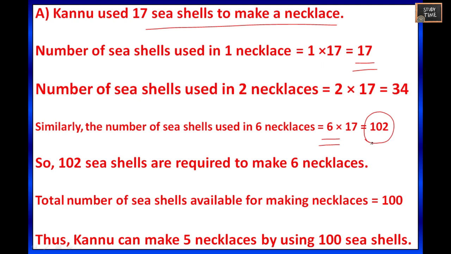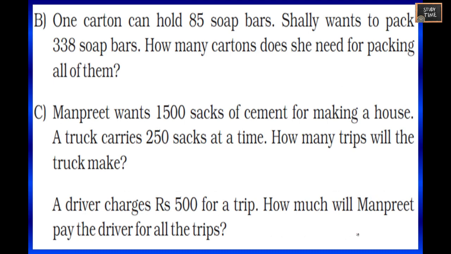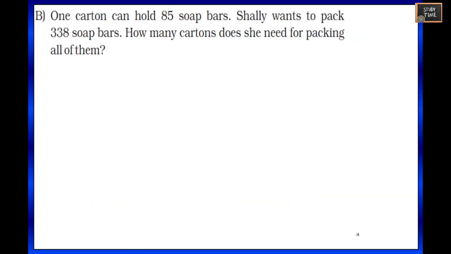So, if he makes 5 necklaces, 17 into 5, the answer will be 585. So, he will be left with 15 seashells. So, that is the answer. Kannu can make 5 necklaces. So, with 100 seashells, 15 are left. Now we'll see this word problem.